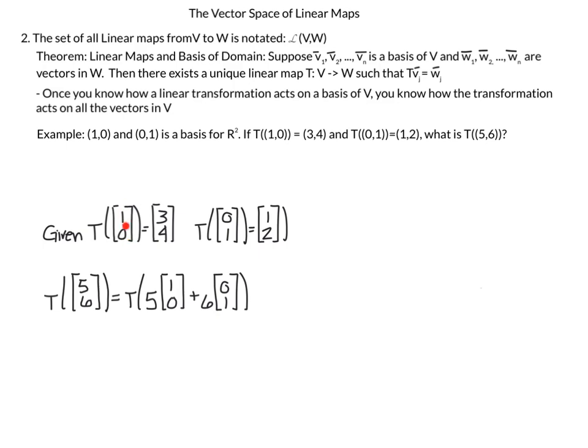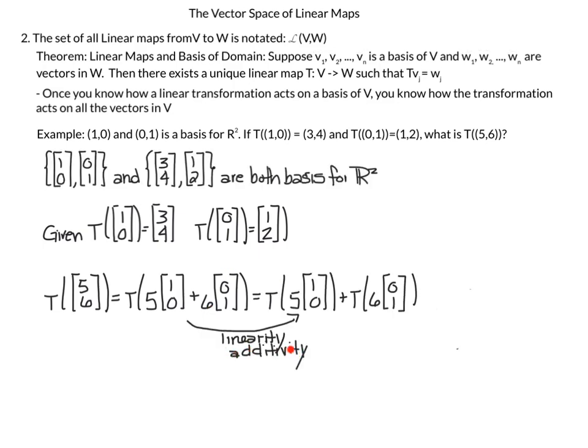Now remember, (1, 0) and (0, 1) is a basis, so we can write (5, 6) as a linear combination of (1, 0) and (0, 1). And also just looking at this theorem, remember V is a basis for the vector space V. The W1, W2, Wn, they're just vectors. They don't have to be a basis. The important thing is where you're starting from, your domain, has a basis. So we're going to write our (5, 6) as 5 times (1, 0) plus 6 times (0, 1).